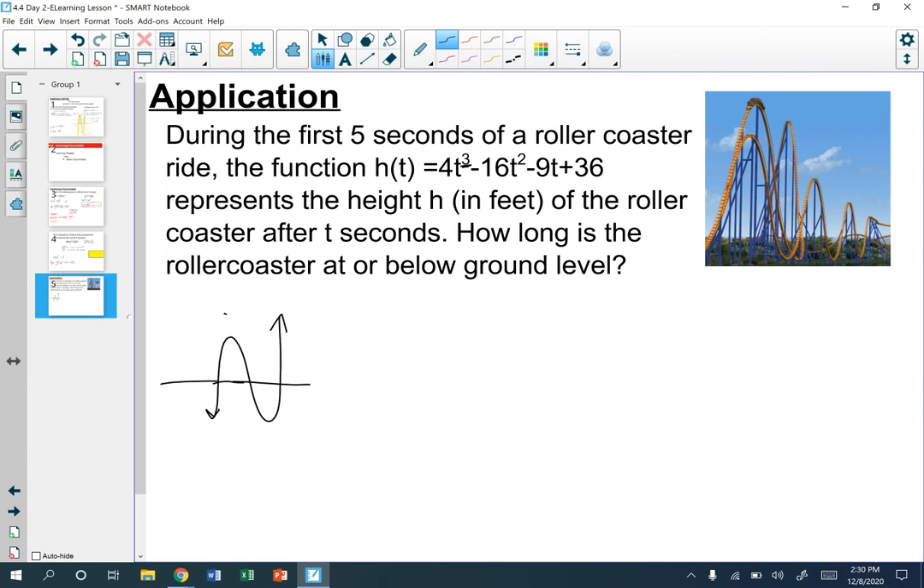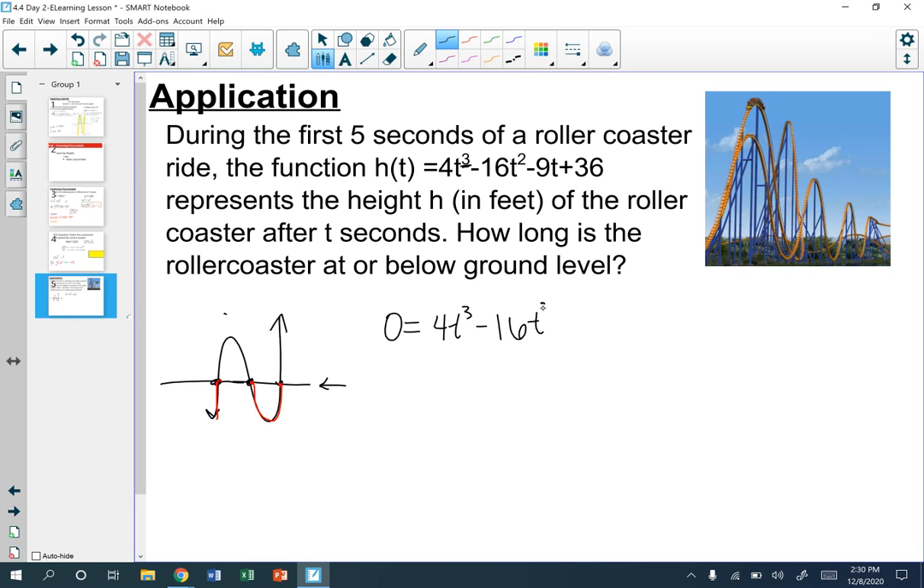Now we're looking at how long is the roller coaster at or below ground level. Well, our x-axis would be ground level, right? So we're looking at where is it here, here, here, or below. So any of this, right? That's what we're looking for. Well, to find that, we need to find our zeros. So what we're going to do, we're going to go ahead and set this equal to 0.